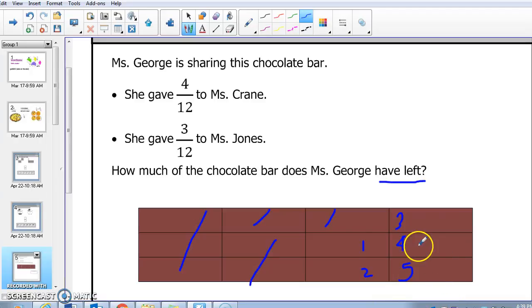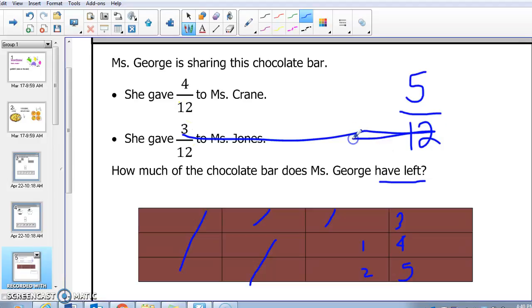Good. She has 5 of these little pieces left, but out of how many? Remember, we're talking about a fraction of a bar here, not individual chocolate bars. 5/12. We can check our work. Is 5 plus 4 plus 3 equal our total? 12? Yes, it does.